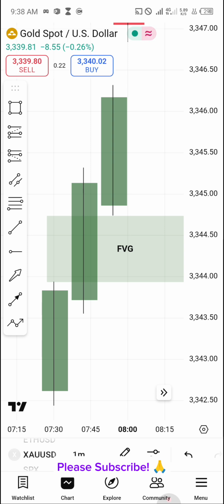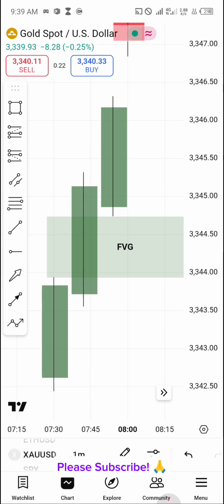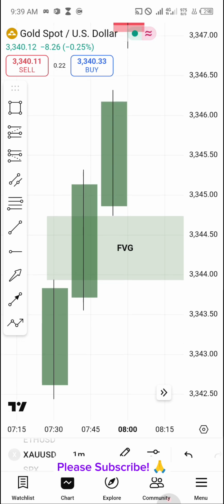Now, let's start with what an FVG is all about. An FVG is a price imbalance created when the market moves too quickly, leaving unfilled orders between three consecutive candles. As you can see on your screen right here, we have three consecutive candles. And how do you identify an FVG?